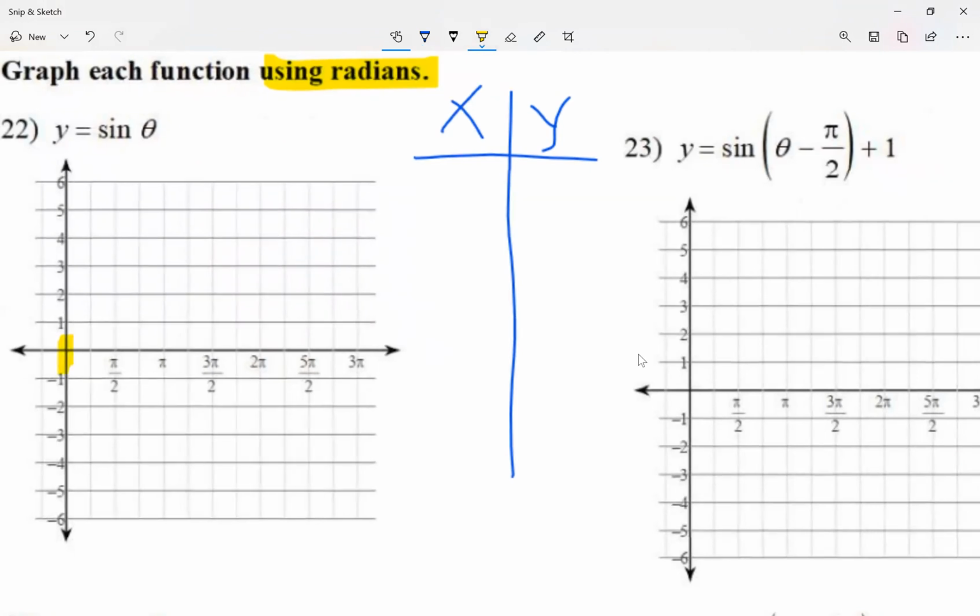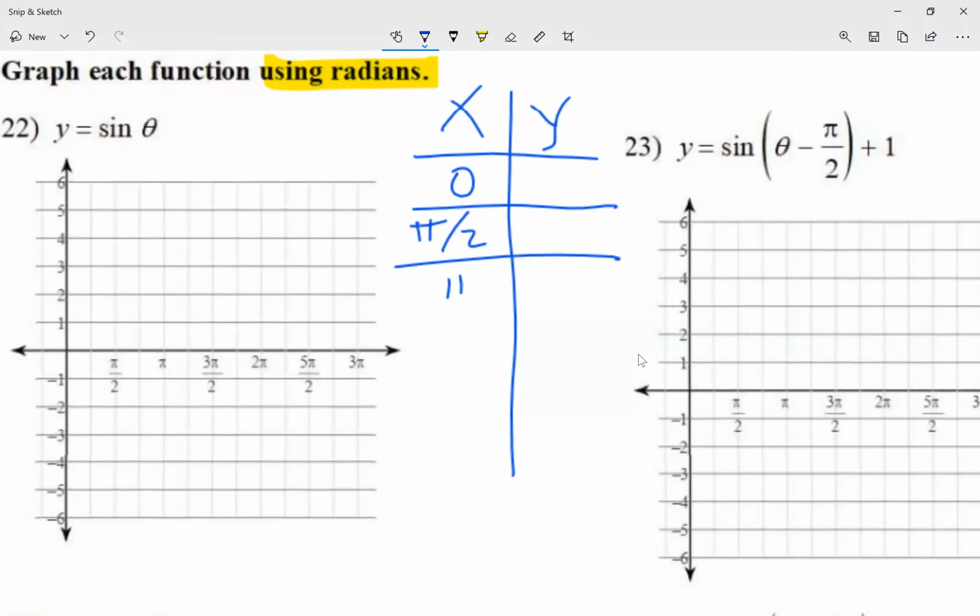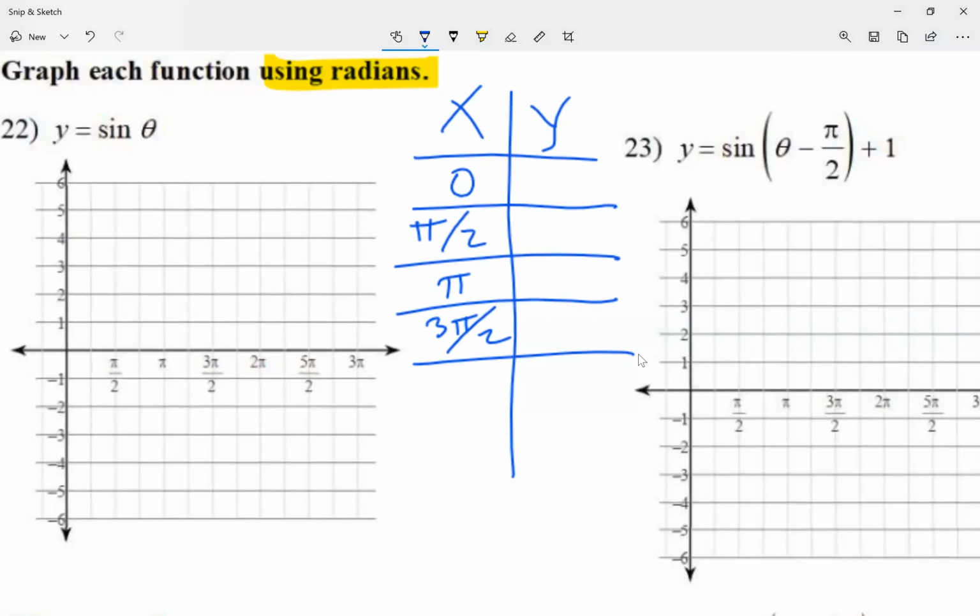There's 0, pi over 2, pi, 3 pi over 2, 2 pi, and then it starts repeating again. So based on those values of x, I'm going to use 0, pi over 2, pi, 3 pi over 2, and then 2 pi. And I know that completes the whole circle.